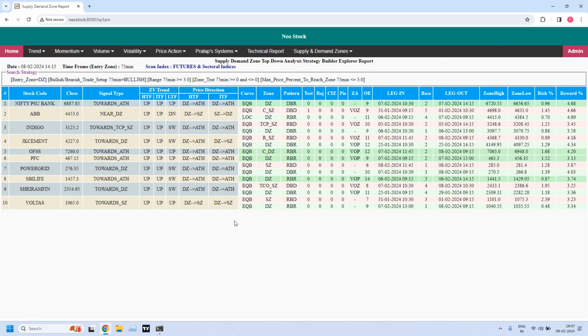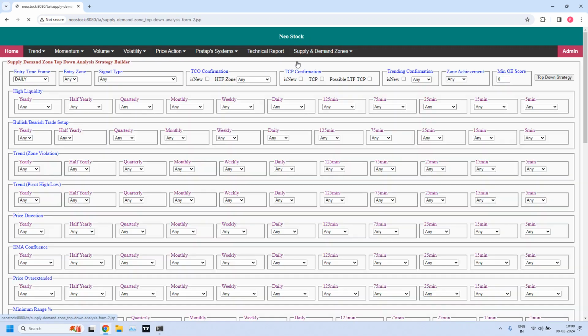Now we have to generate the fourth report, bearish trade setup for weekly income trade. So our LTF zone should be 75 minutes. This time the entry zone is supply zone because it is going to be a bearish trade setup. Supply zone in bullish or bearish trade setup parameter in 75 minutes, I am selecting bearish.